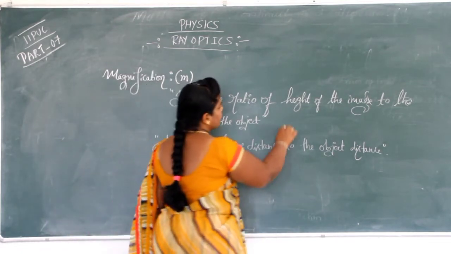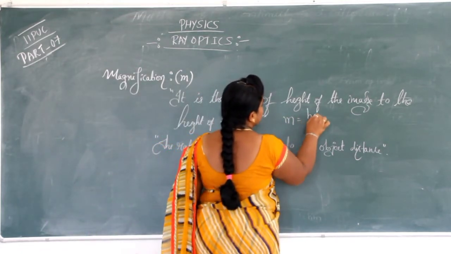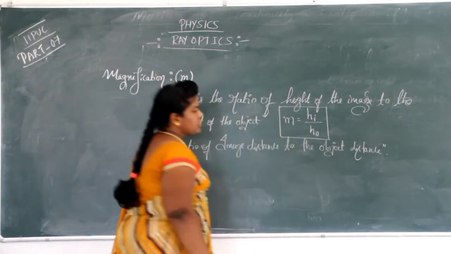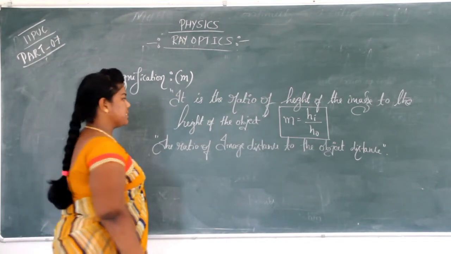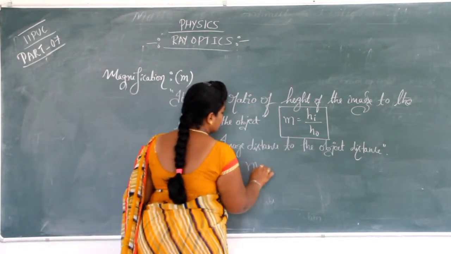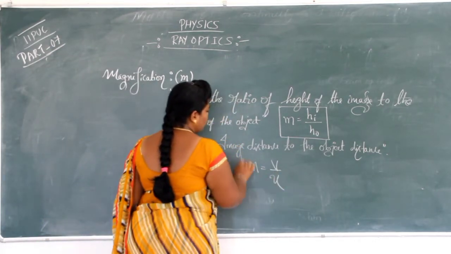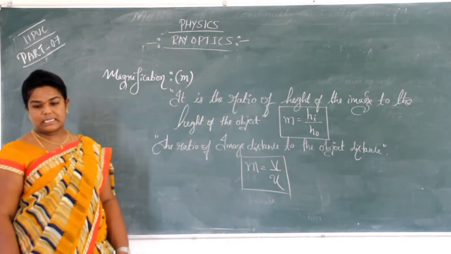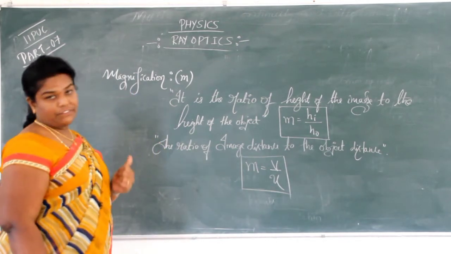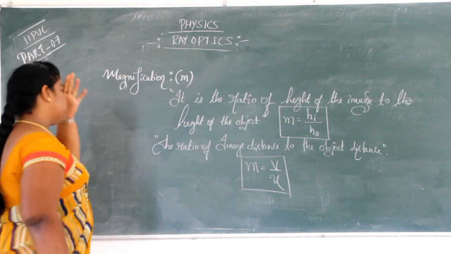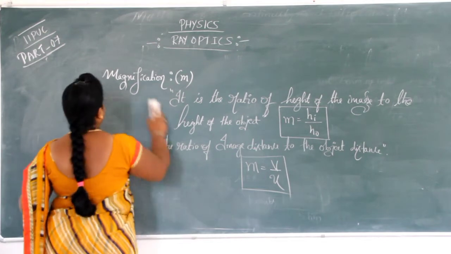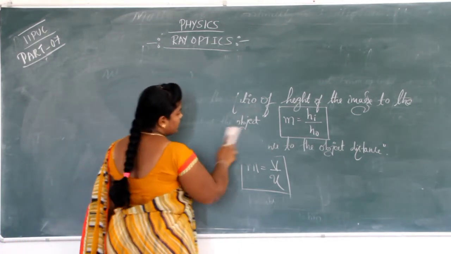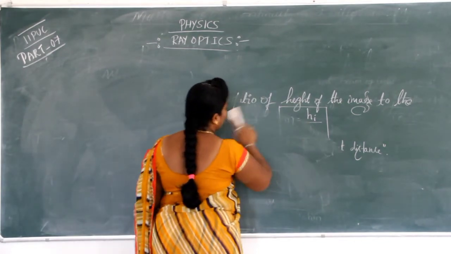So the magnification m can be written as hi by h0, where hi is the height of the image and h0 is the height of the object. In this case, the magnification is defined as v by u, where v is the image distance and u is the object distance. This is how to define the magnification. Sometimes the size of the image is enlarged compared to that of the object. Sometimes the size of the image is diminished as compared to that of the object.